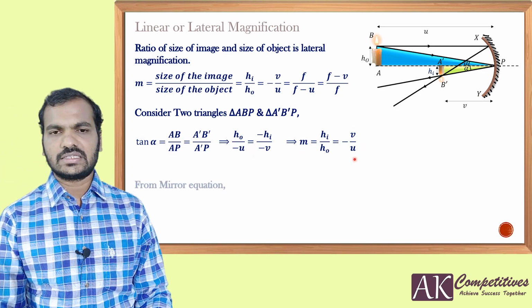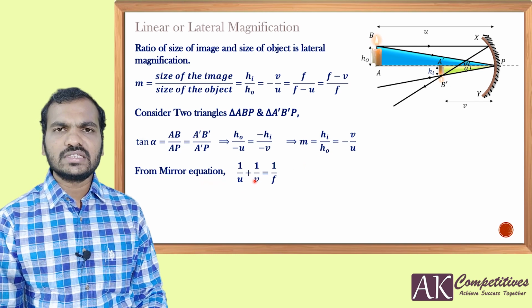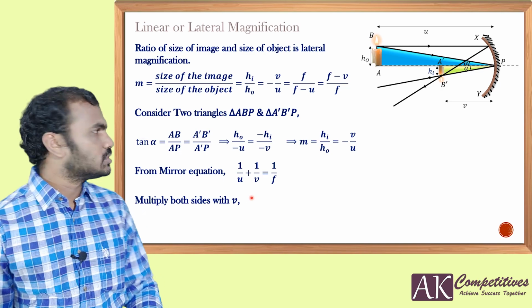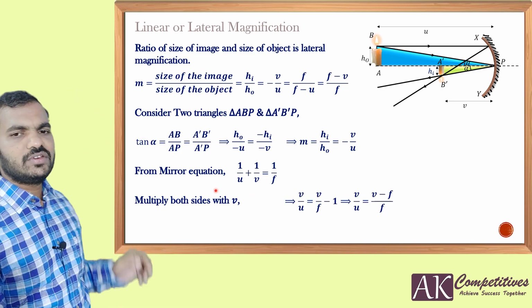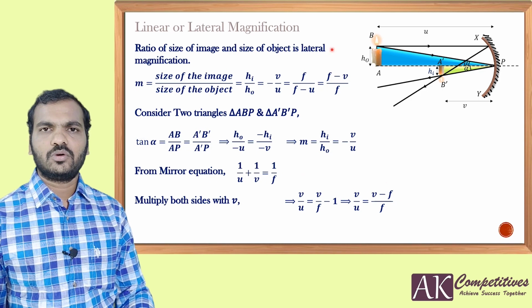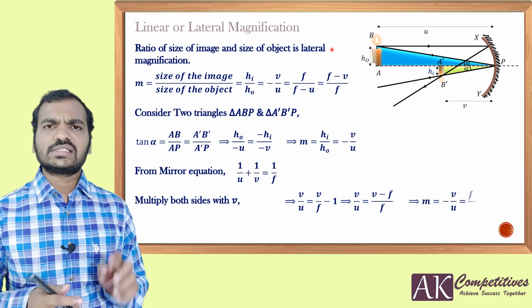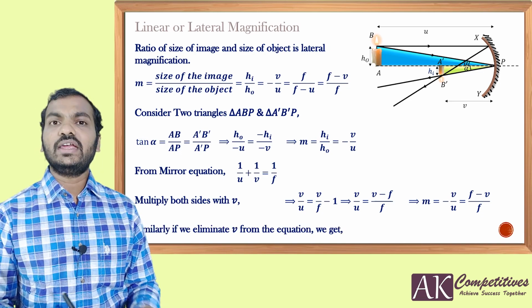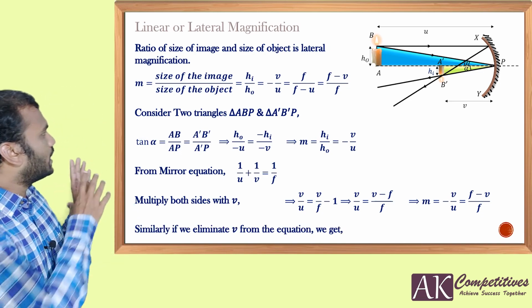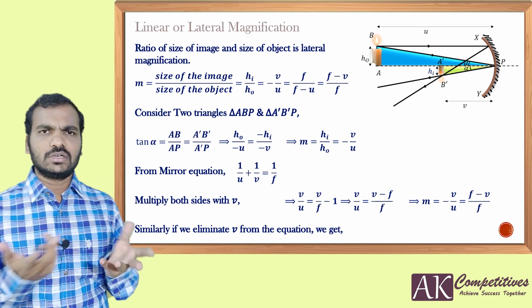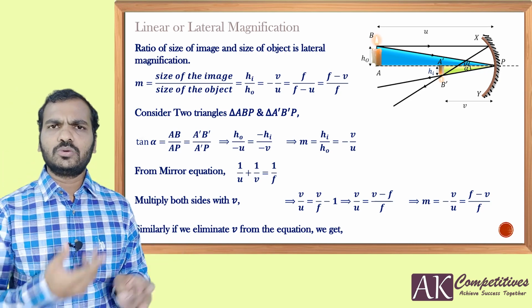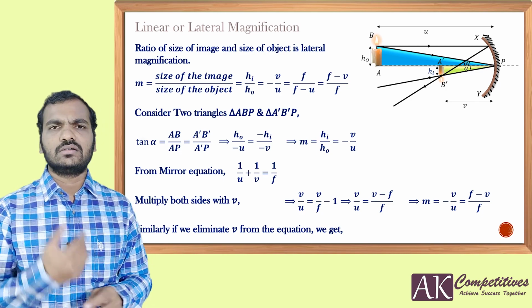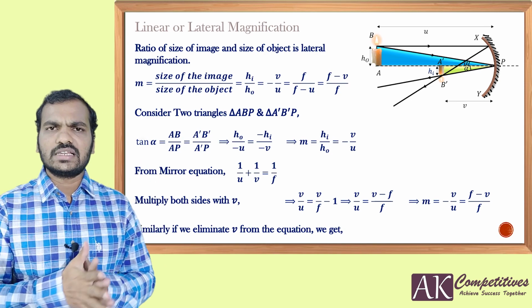Now use the mirror equation as I told you: 1/u + 1/v = 1/f. Now just multiply with v on both sides of this equation. This is the way the equation can be transformed. In a similar way, if you eliminate v, you are going to get u using the same equation. Why are these important? Because in the step I have given, -v/u is actually enough, because you will have the object distance and either the focal length or the image distance. From there you will be able to easily find it out.